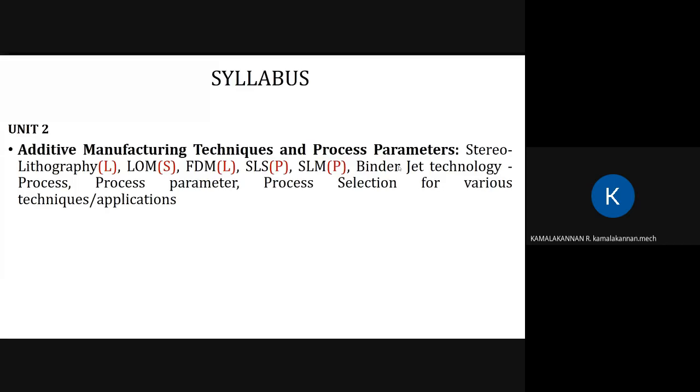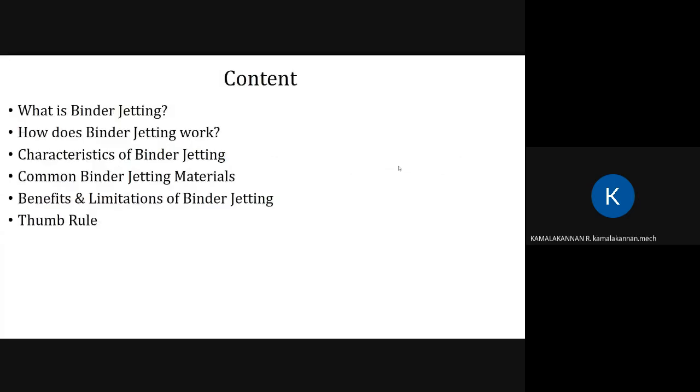This is our content, as usual. This is the content we have seen for the other technologies also, and the same today. What is binder jetting? How does it work? What are the important characteristics and materials we are going to use? Finally, its benefits and limitations, and as usual, where to use it. There's a thumb rule of binder jet we're going to see. Okay, guys.